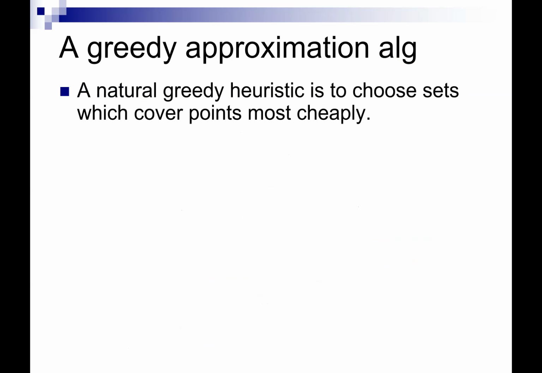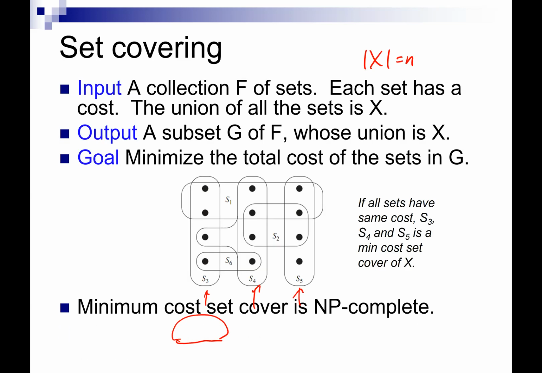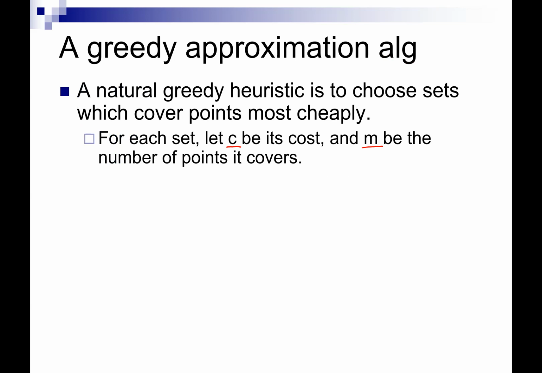The way this algorithm works is that it's basically a greedy algorithm. The idea is to choose sets which cover the points in the cheapest way. Suppose you have a set with a cost of C, and let's say the set can cover m of these points. For example, if you pick this S5 here, it can cover 4 points. Then you want the set to be cheap, so you want C to be small, and because you're trying to cover all the points, you want m to be large.